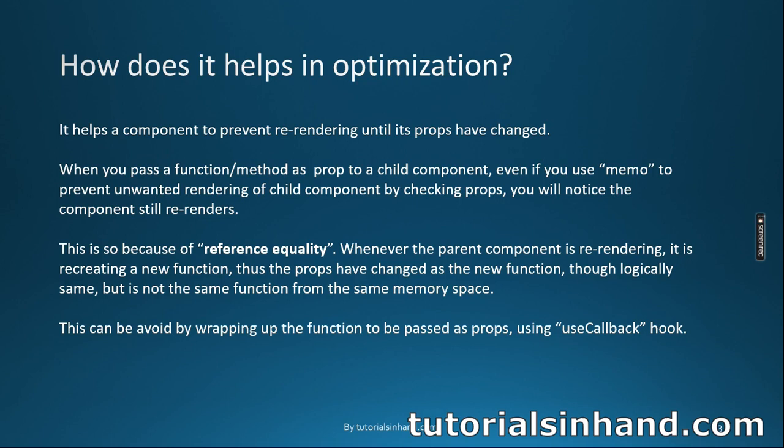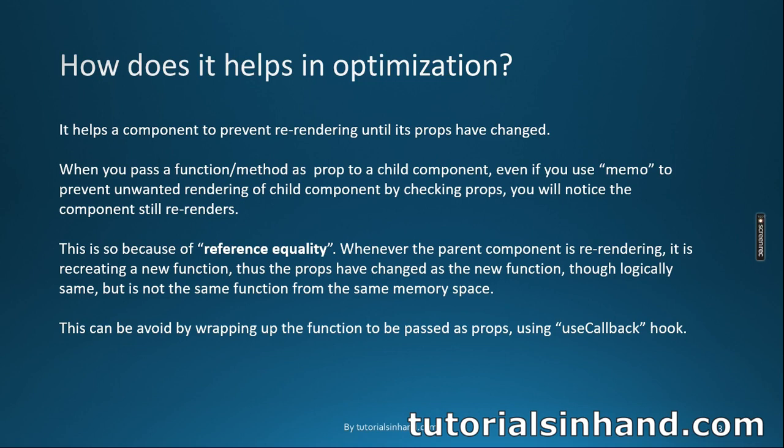So why should we use the useCallback hook for optimizing our React application? It helps a component to prevent re-rendering until its props have changed. When you pass a function or method as a prop to a child component, even if you use memo to prevent unwanted rendering of the child component by checking props, you will notice the component still re-renders. This is so because of reference equality. Whenever the parent component re-renders, it recreates a new function, thus the props have changed, as the new function, though logically the same, is not the same function from the same memory space. This can be avoided by wrapping the function to be passed as props using the useCallback hook.